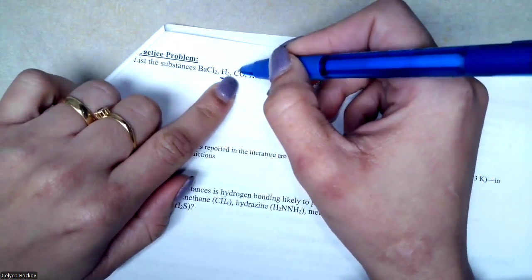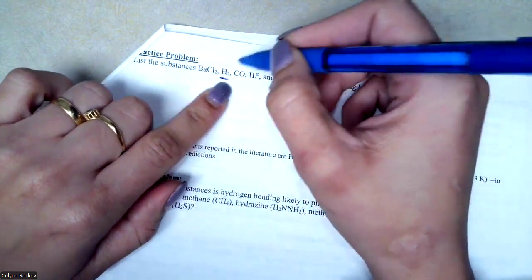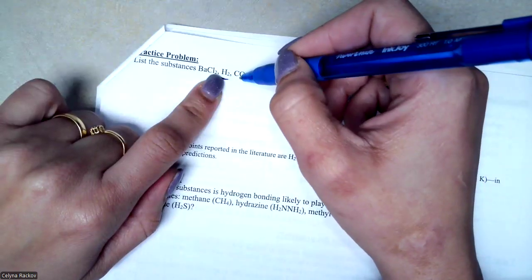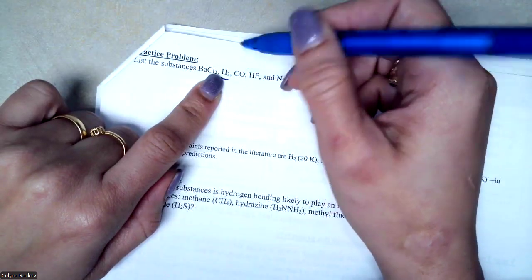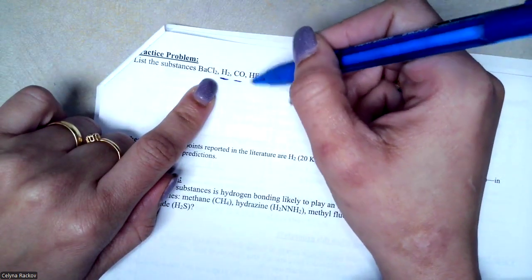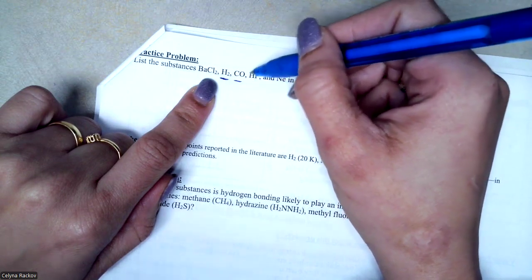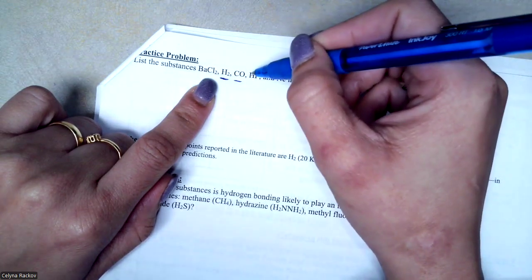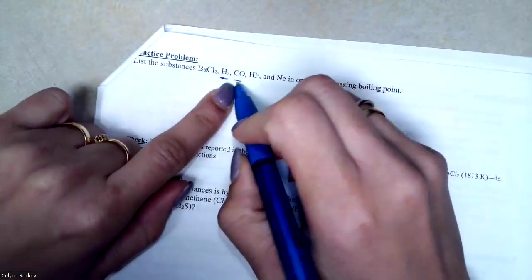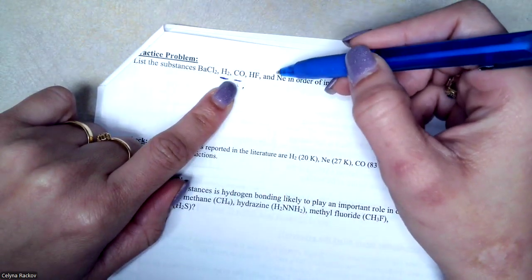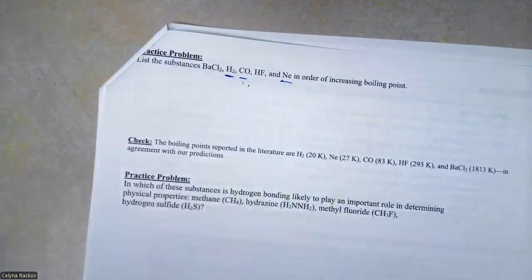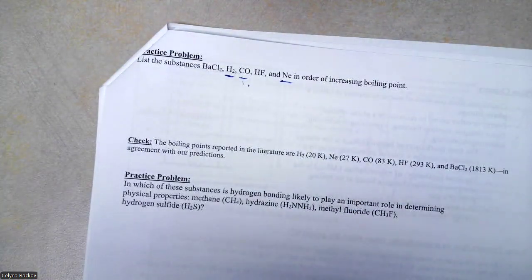Carbon monoxide, CO here. And then hydrogen fluoride has a different polarity, right? It has hydrogen bonding, which raises the boiling point. So this one has only dispersion forces. And then neon also has only dispersion forces. So we have three with dispersion forces only.